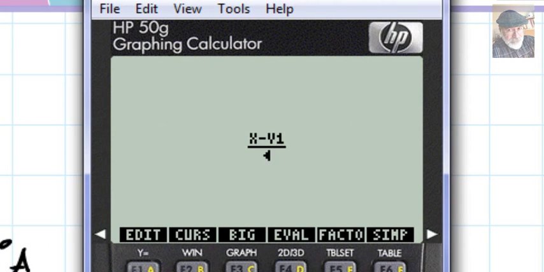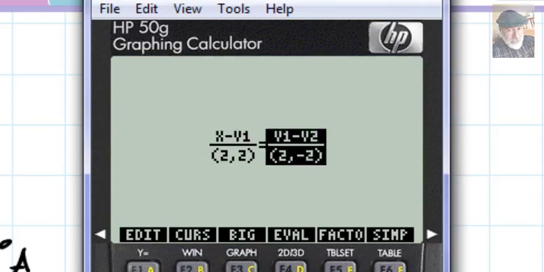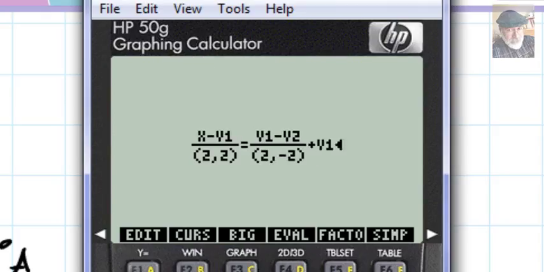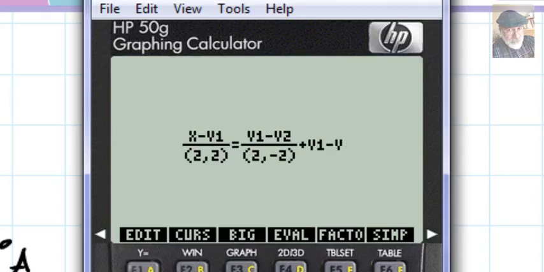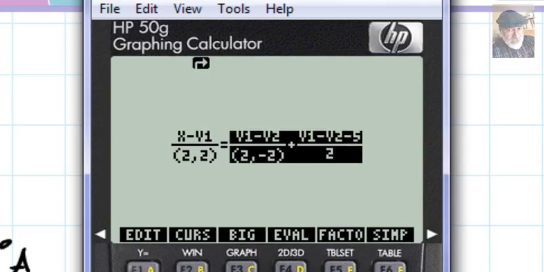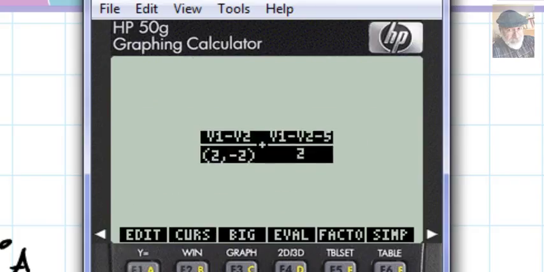So we type currents arriving in node 1, which is X minus V1 over 2, 2. That is equal to the two currents leaving. V1 minus V2 divided by 2, negative 2, plus the current on the top branch, which is V1 minus V2 minus 5, a real number, divided by 2. I select all of those to copy and later paste them in the second equation in KCL2. That saves me a lot of typing, a lot of mistakes.